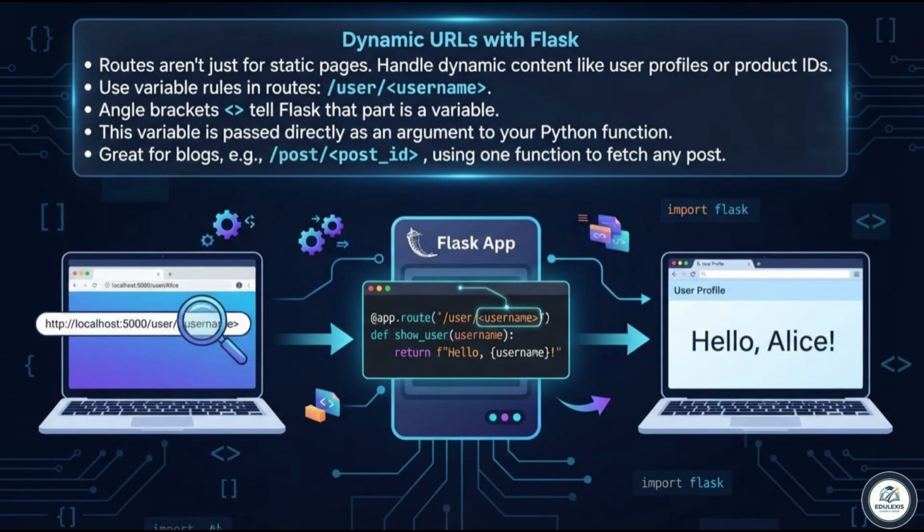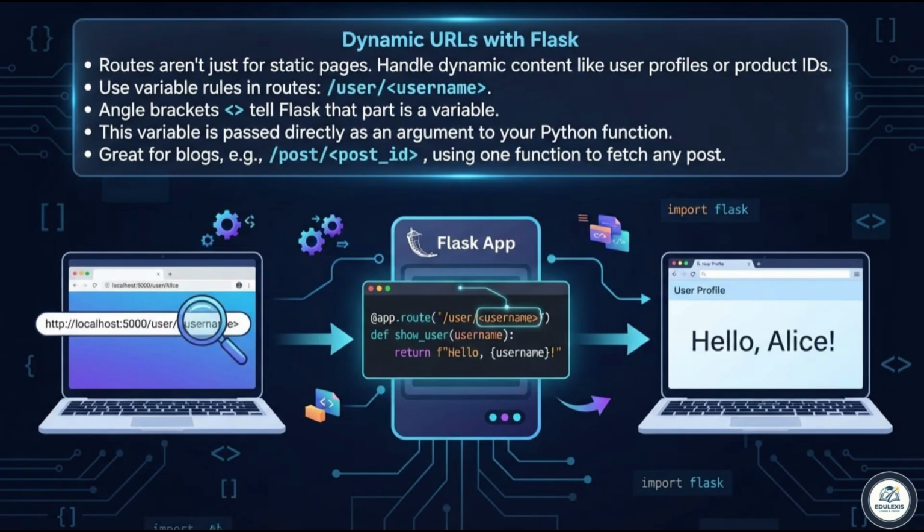Routes aren't just for static pages. Often, you need to handle dynamic URLs, for example, looking up a specific user profile or a product ID. Flask handles this beautifully. Using variable rules, you can define a route like user. The angle brackets tell Flask to treat that part of the URL as a variable. This variable is then passed directly as an argument to your Python function.